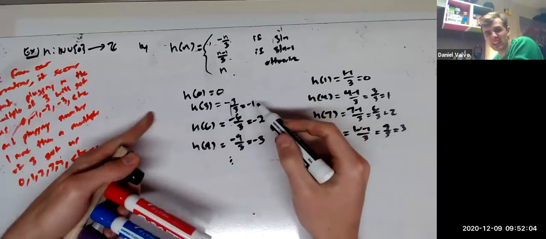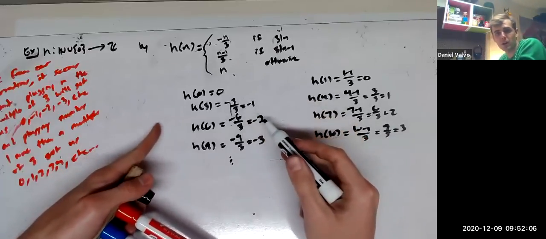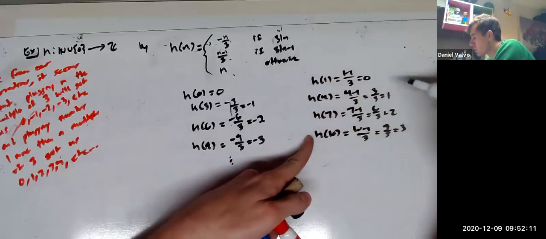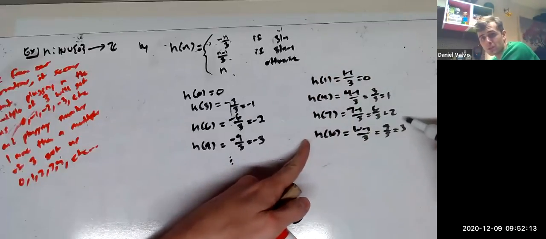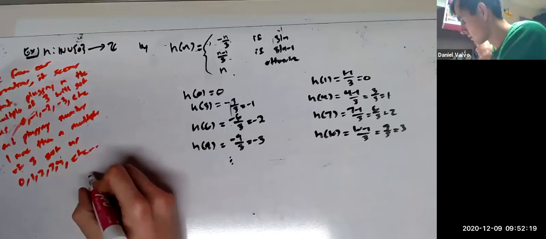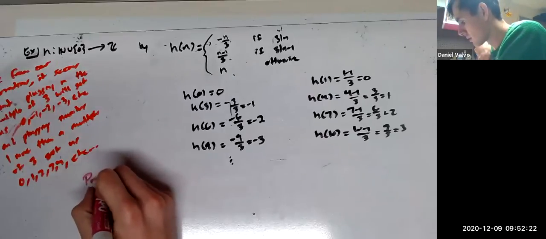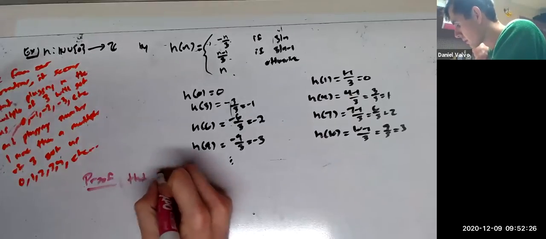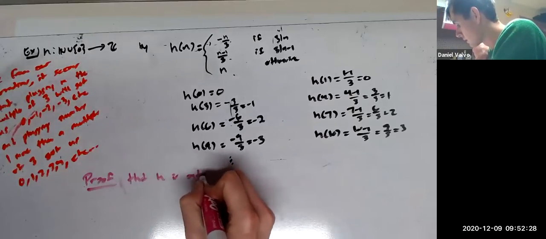So you see these numbers go by 3, the multiples of 3 are producing the negatives, and these numbers 1 more than a multiple of 3 are producing the positives. So here's how my onto proof is going to go. Proof that H is onto.